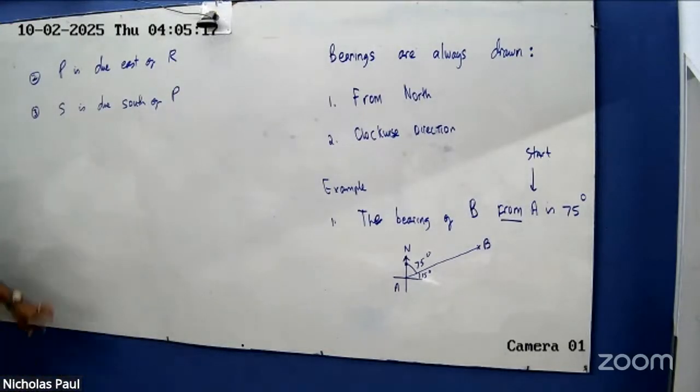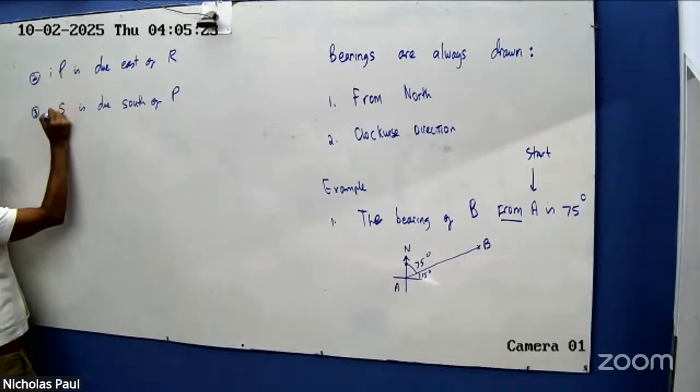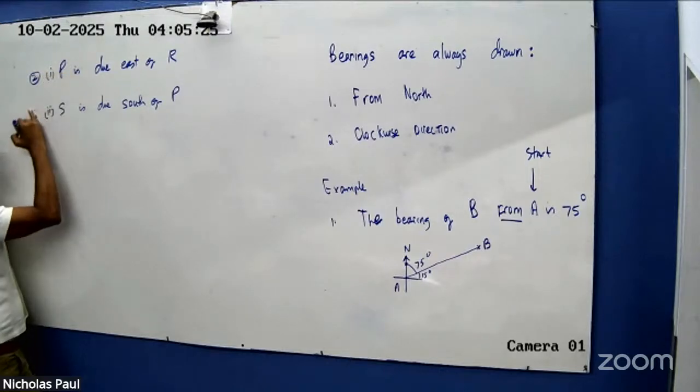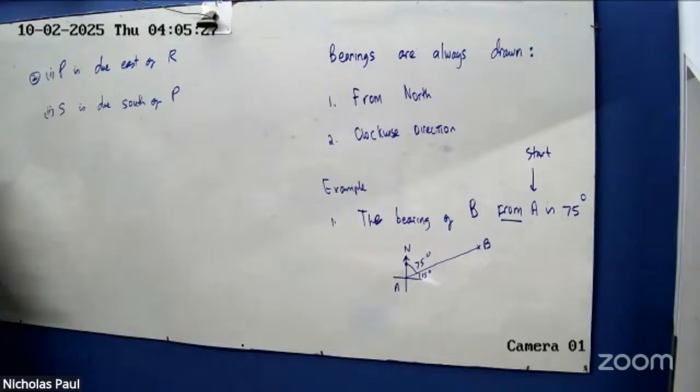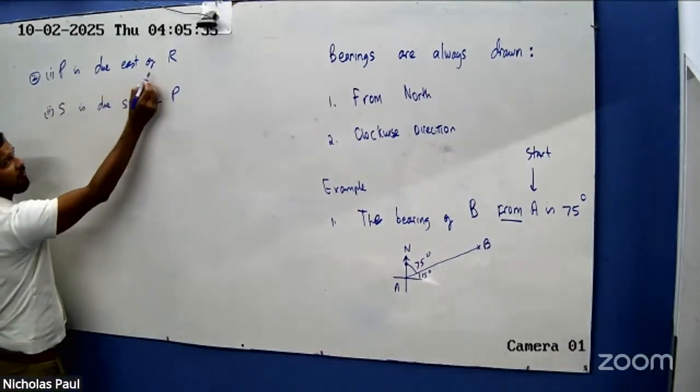Right? Let's try these two together in one diagram. Okay? So this is 2 part 1 and let's call this 2 part 2. So we're going to try to put them in one diagram, right? Look up here for a minute. So P is due east of R.